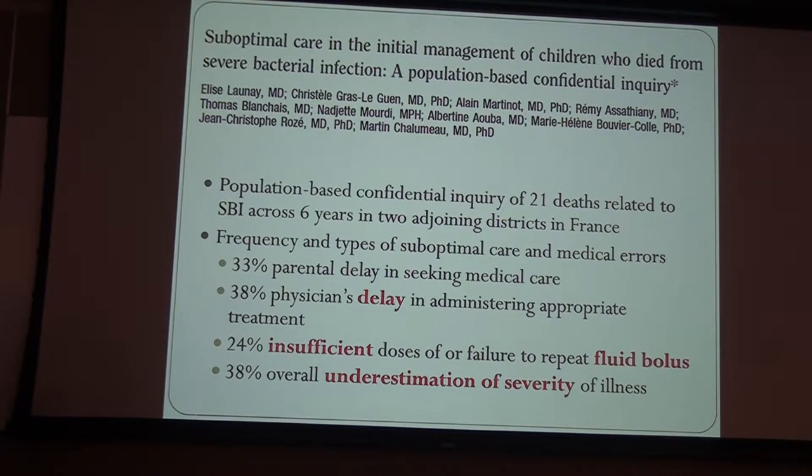And in the end, there was a subset of patients who had delayed seeking of medical treatment. There was a good amount of delay in administering proper treatment. So that included antibiotics and fluids. There was insufficient amount of fluids, failure to redose fluids, and then overall underestimating the severity of illness. And it's difficult with kids because we have such a high number of febrile tachycardic children.